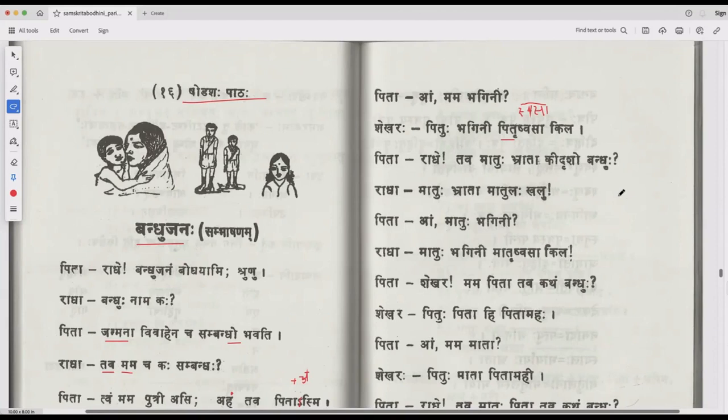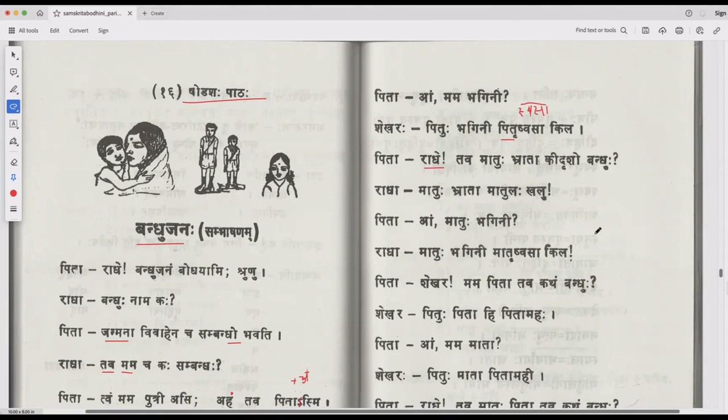Radhe, tava matuhu bhrata kidrishah banduhu. Radhe, your mother's brother is what kind of relationship? What type of relationship? What is this word, Radhe? This is Sambodhana Vibhakti. Radha is an akaranta strilinga shabda. Sambodhana Prathama Vibhakti. It is a 1A, so it is Sambodhana Prathama Vibhakti.